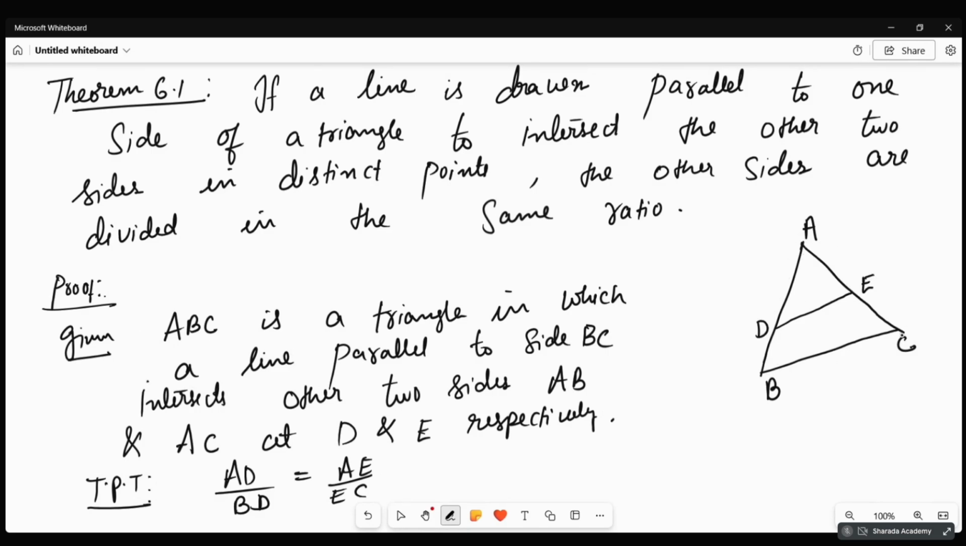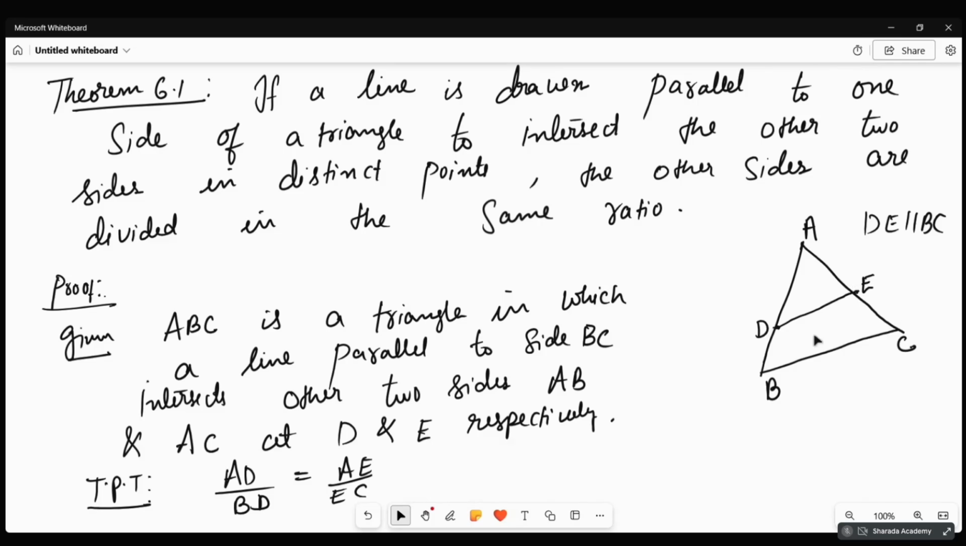In a triangle ABC, DE is drawn parallel to BC. This line will intersect AB at point D and AC at point E.